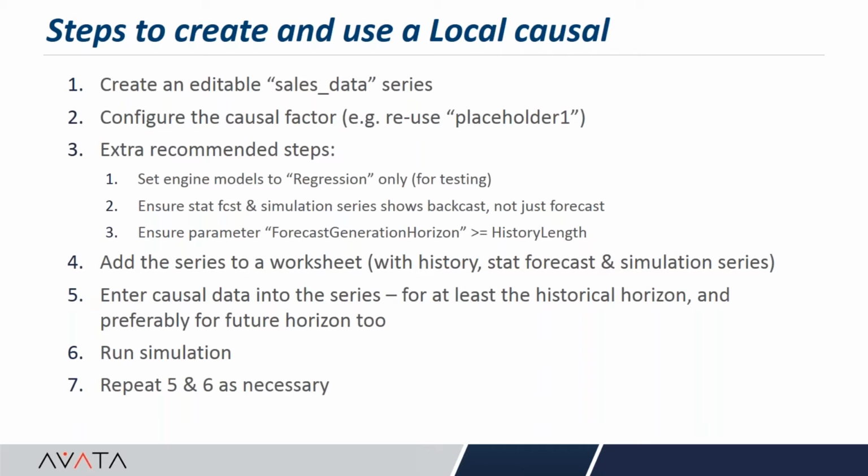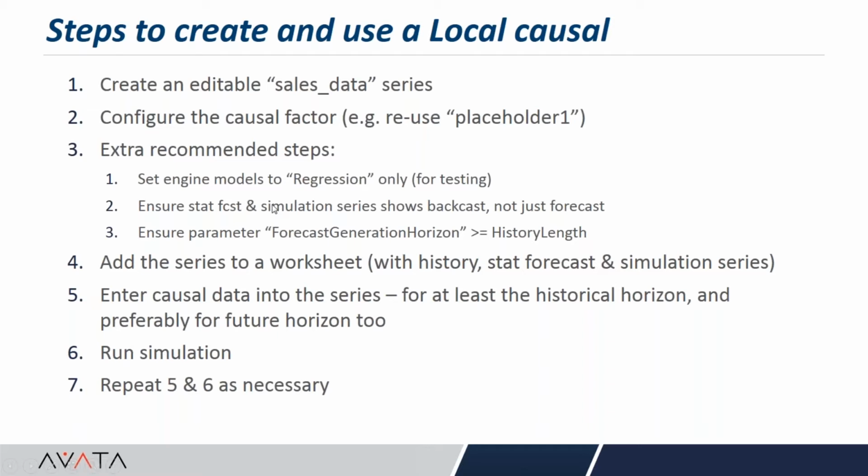So the first thing is we're going to create an editable sales data series, and that's going to be the series that will actually store the causal factor. We'll have that causal factor available to us on a worksheet in Demantra, and we'll edit that causal factor to align it up to the historical spikes that we're seeing. So that's the first thing. The second thing is we're going to configure the causal factor, and we're going to reuse an existing causal factor called placeholder 1 in this particular example.